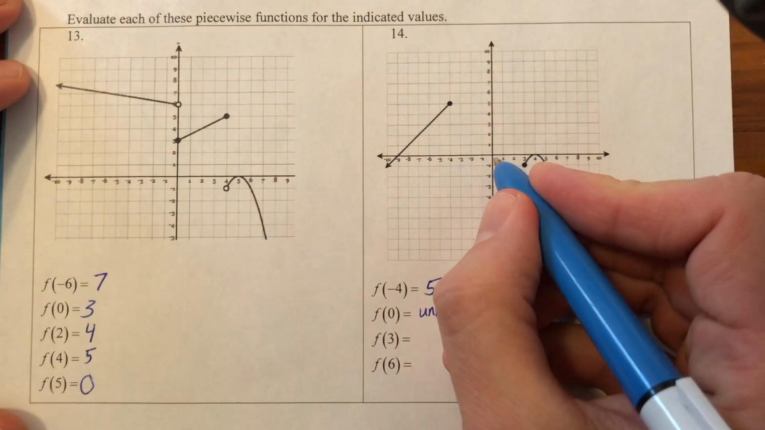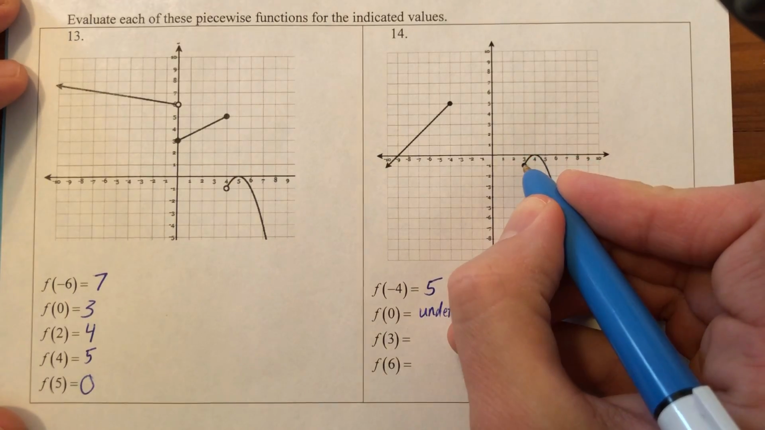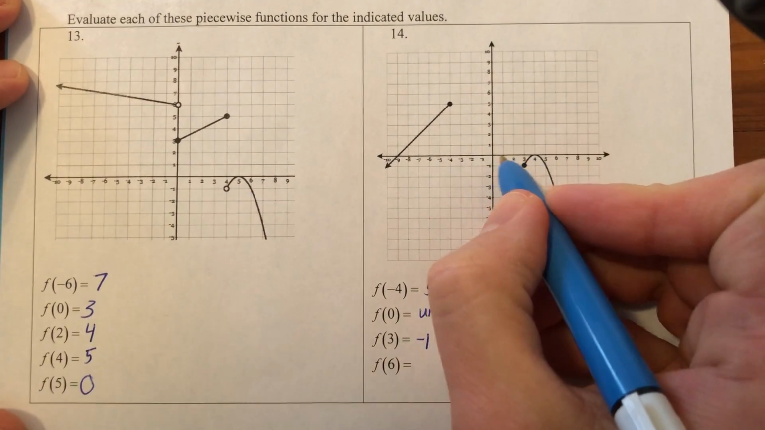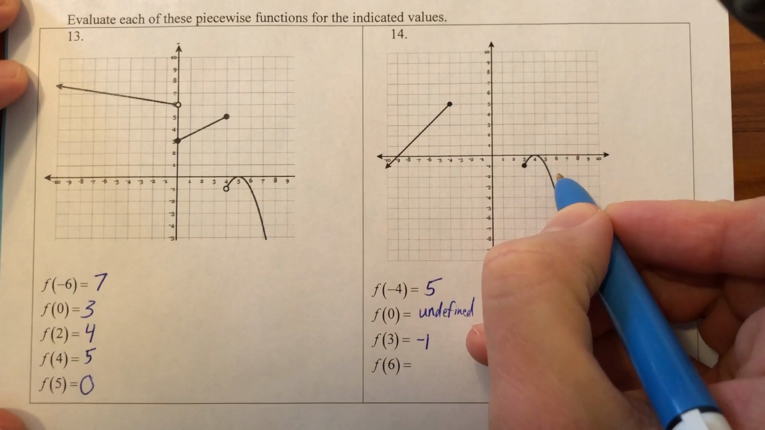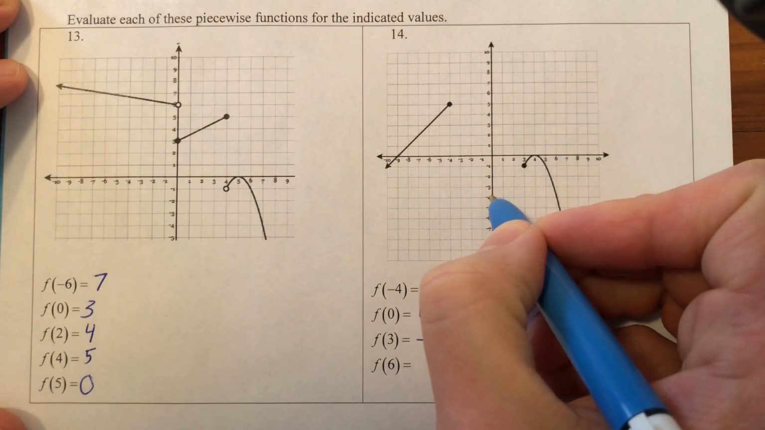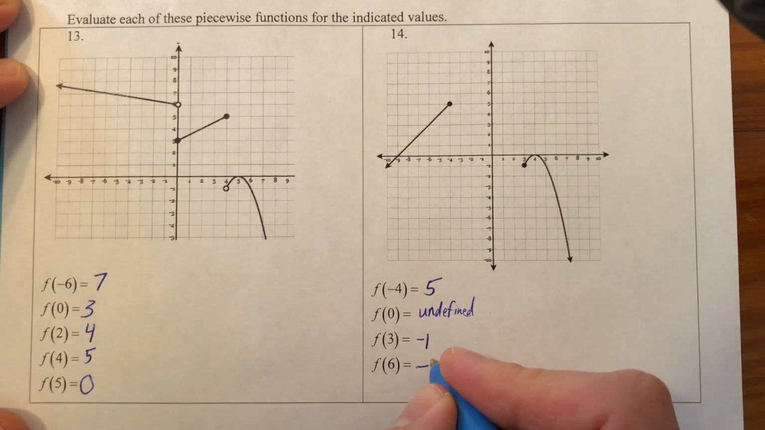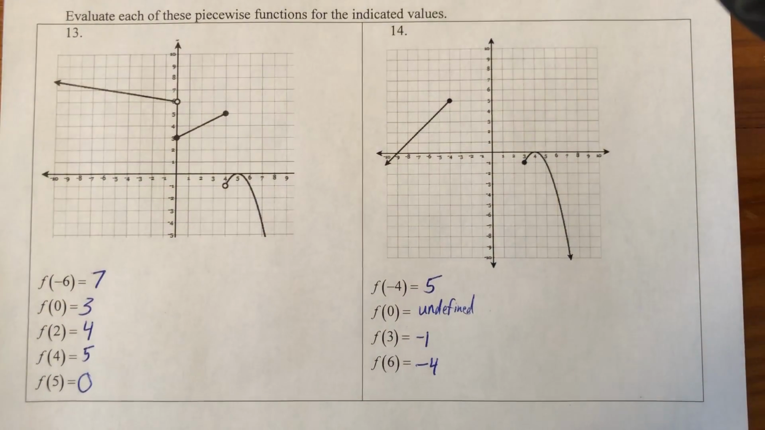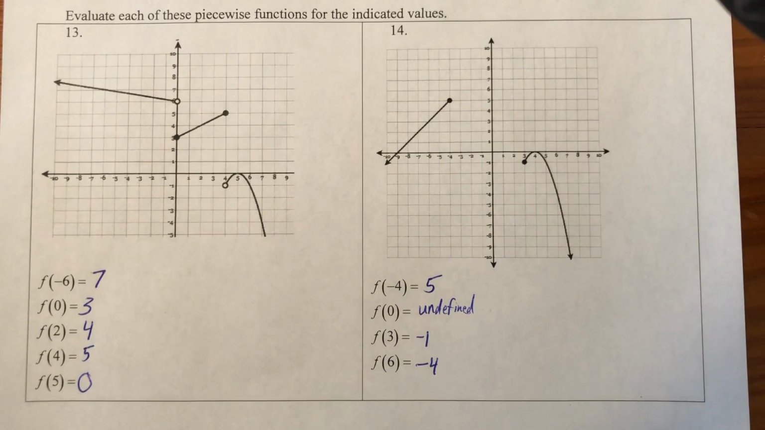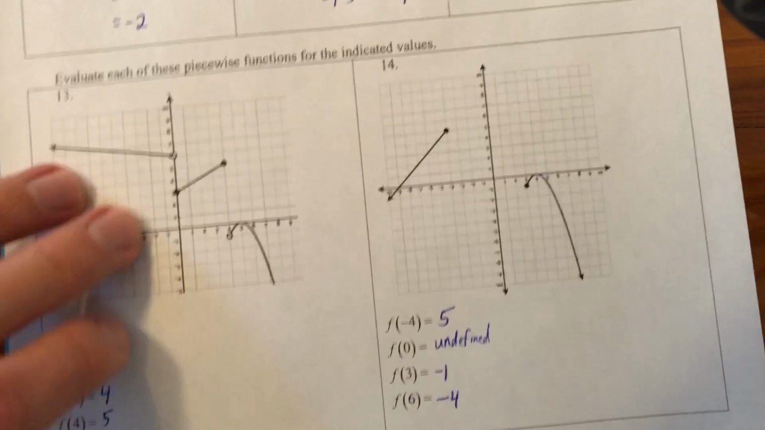F of 3. I go over to 3, and it's here. It's at negative 1. F of 6. I go over to 6. I go down 1, 2, 3, 4. There it is. It is at y equals negative 4. Okay? So I'm going to go through the next page. They're pretty straightforward. Feel free to pause this, mute this, do whatever you need to do. Try some of these on your own. I'm going to keep going.